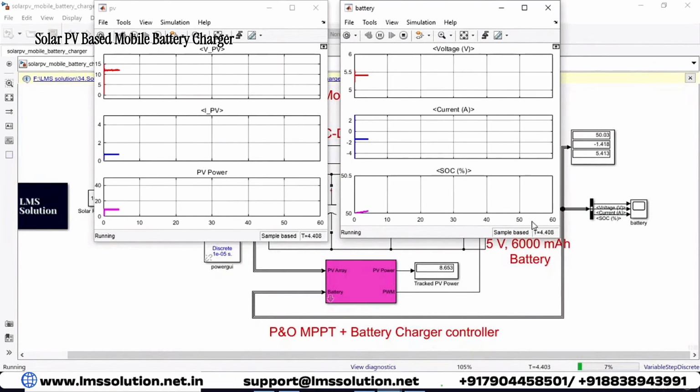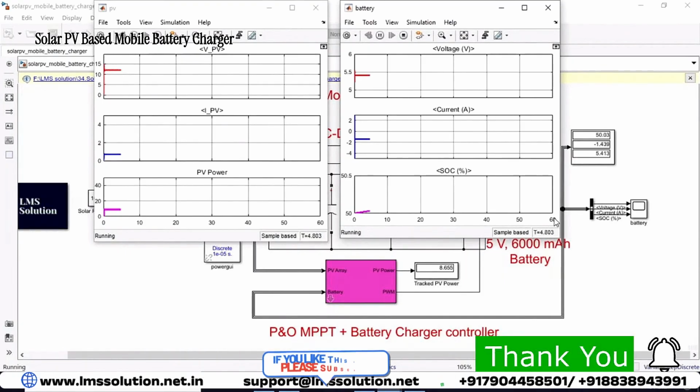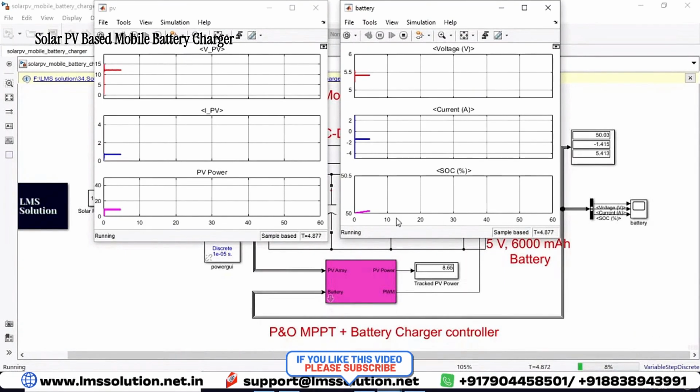Based upon this value you can calculate the charge percentage after 1 hour. This is for 60 seconds, that means 1 minute. You can find out the slope between 0 and 60. Then you just have to multiply it by 60, and you will get the 1 hour charging percentage.